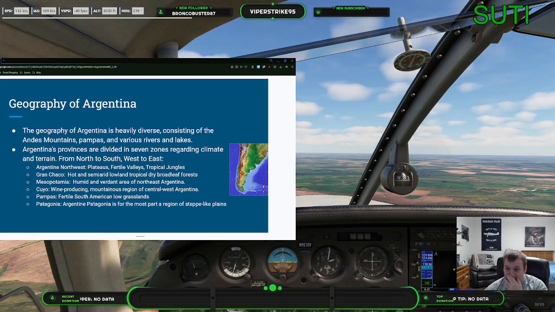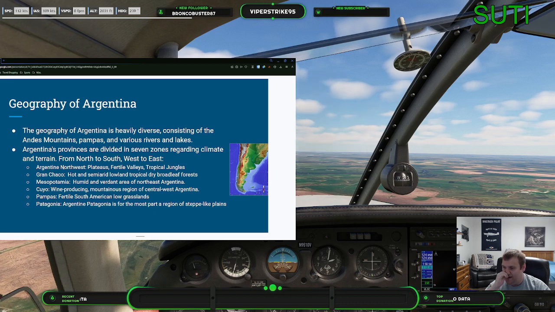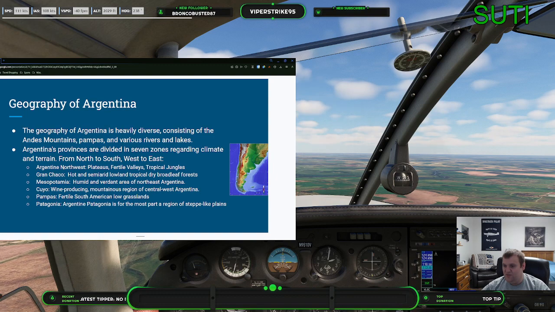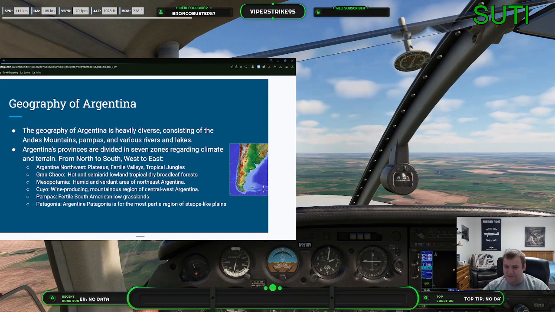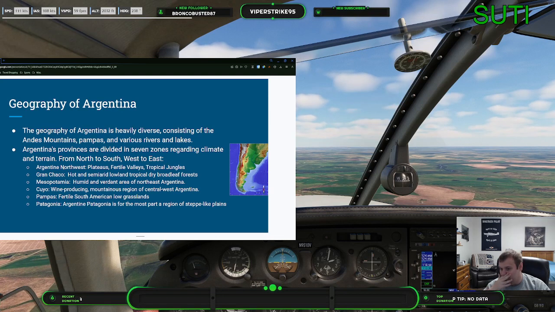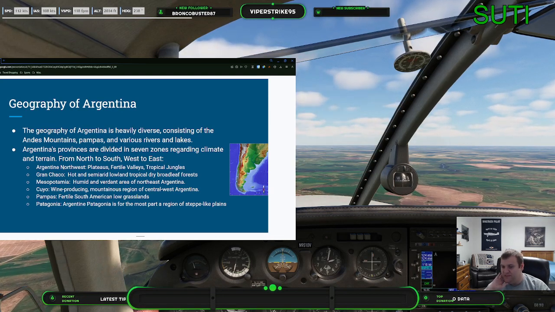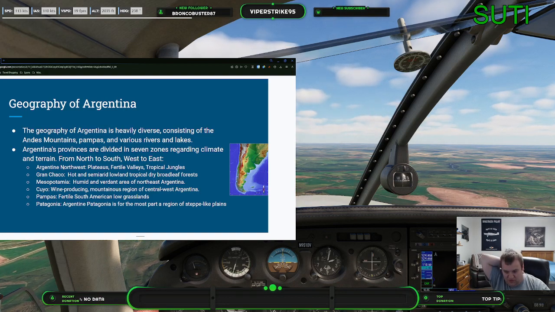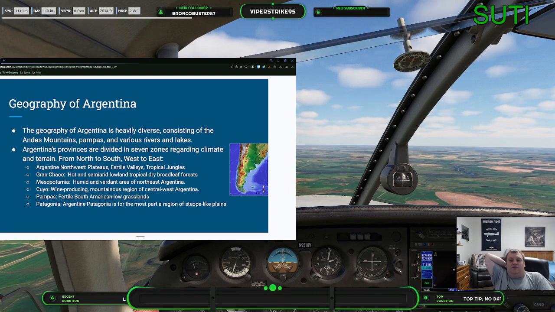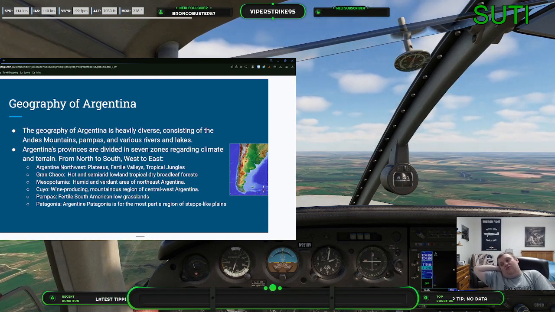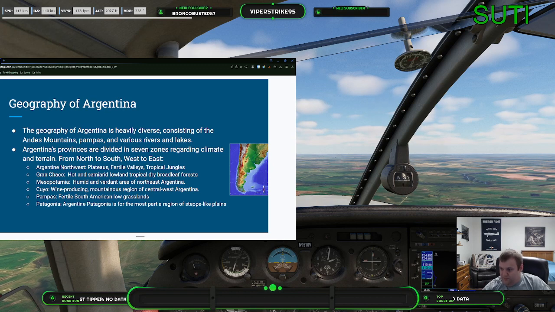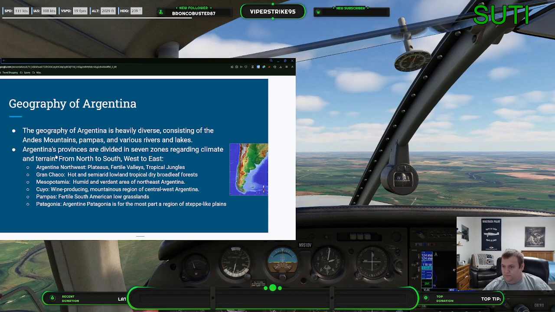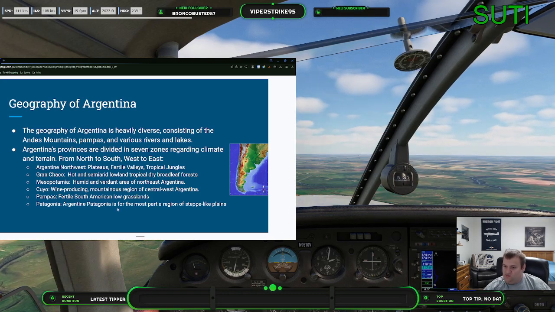The Gran Chaco region is mainly hot and arid, semi-arid, lowland tropical forest. Mesopotamia is a humid and verdant region in northeast Argentina. Then the low grasslands in South America are known as the Pampas. Cuyo is in central west Argentina. It is the wine-producing mountain region where most of Argentina's wine is produced. And finally, in the south is Patagonia, which is steppe-like plains. Argentine Patagonia is a lot of plains, but it also features fjords, lakes, and much, much more.